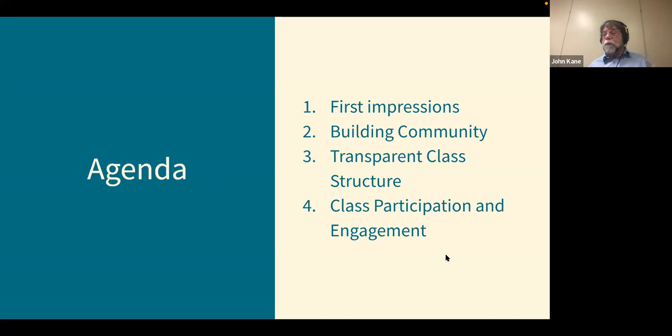So we're going to talk about ways of building a more inclusive class community. What we'll be focusing on is your first impressions, what we can do to help get a good community started right from the very beginning of the class, building community within that class as the class is progressing, how we can make the class structure a little bit more transparent to students in terms of providing them with enough information so that they know what they need to do within the class, and then talk about some ways in which we can increase class participation and student engagement in classes.